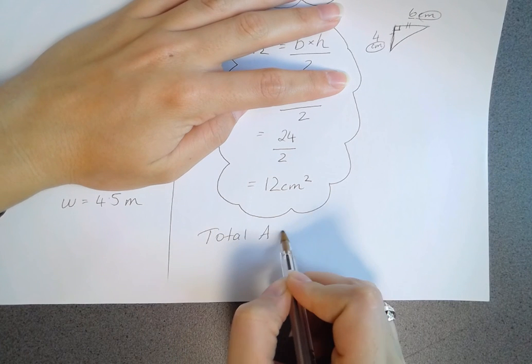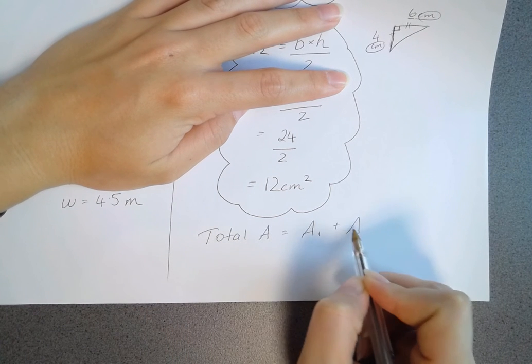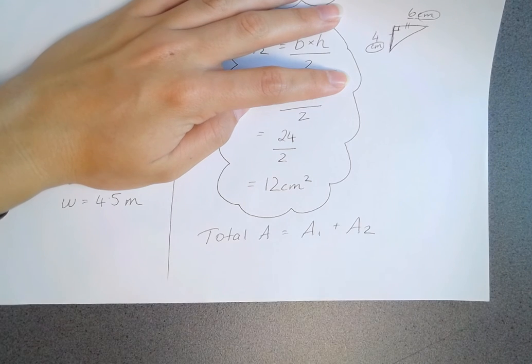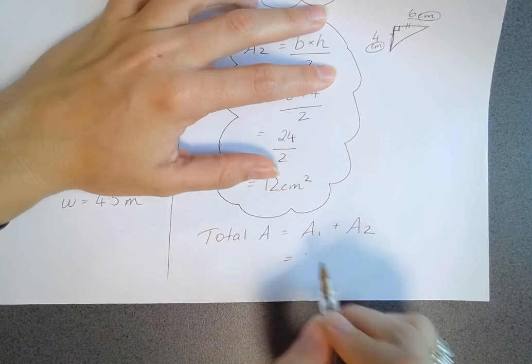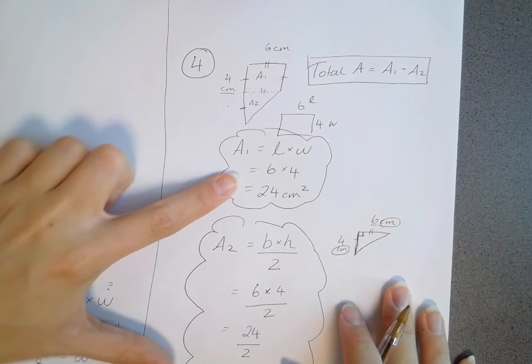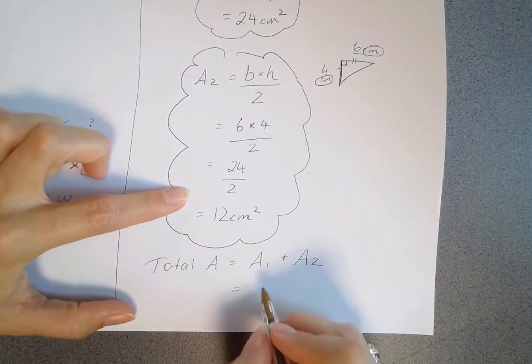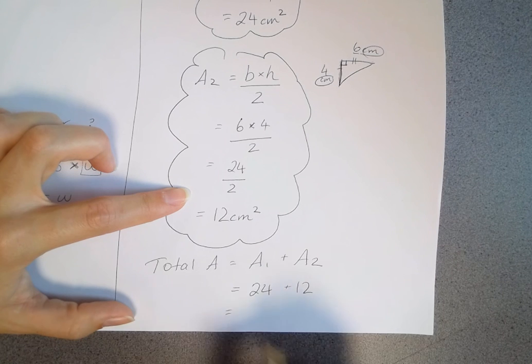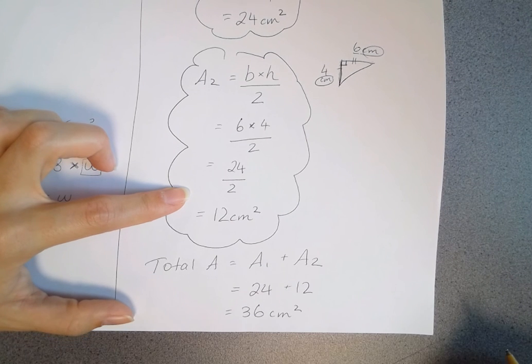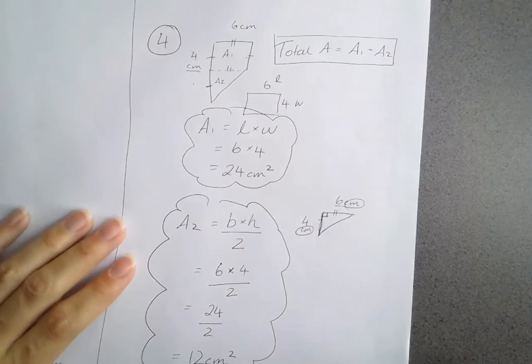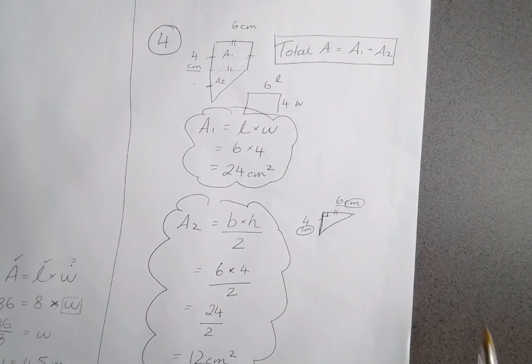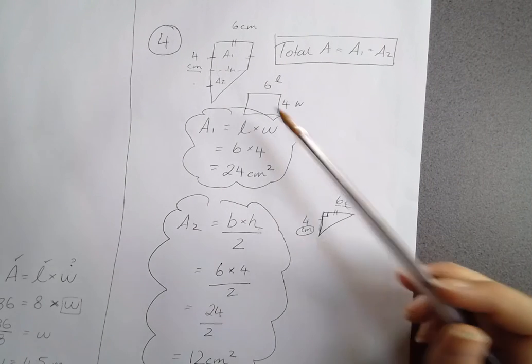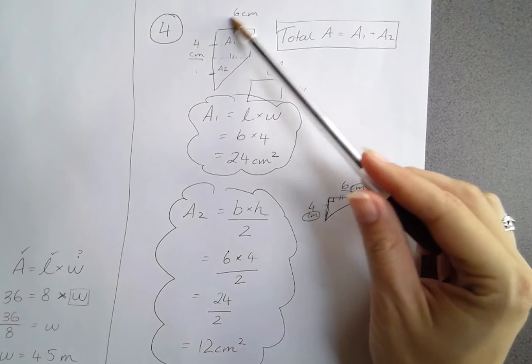Now our total area, remember, was A1 plus A2. We have to add our first one, which was 24, and our second one, which was 12. So we would have to say 24 plus 12, which is equal to 36 square centimetres. So our compound shapes aren't doing anything different. They're using the same rules over and over, but you need to consider the shape as a whole.